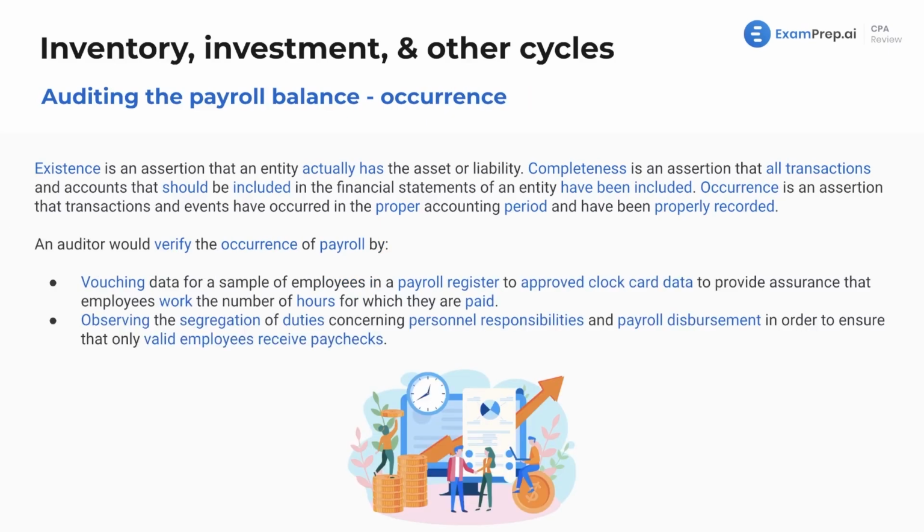For occurrence, what are we going to do here? Well, we are going to vouch data for a sample of employees in a payroll register to approved clock card data. So let's just say the company has 100 employees. We select 10 of them from the payroll register, which is the listing of those employees and what they're getting paid. We compare that to approved clock card data to provide assurance that employees work the number of hours for which they're paid.